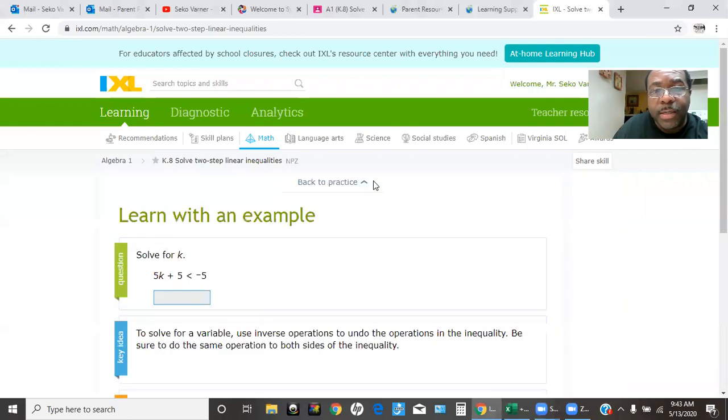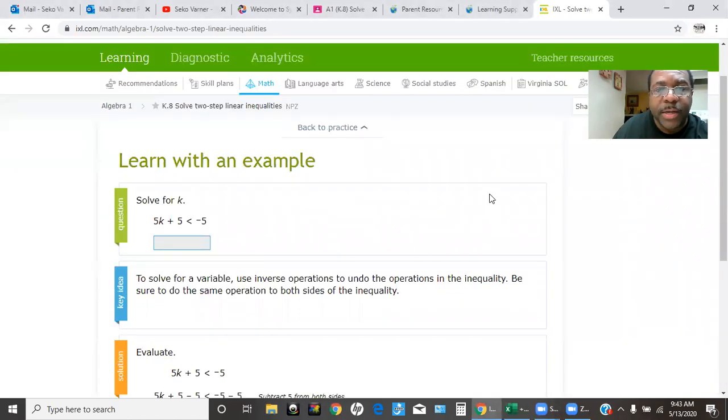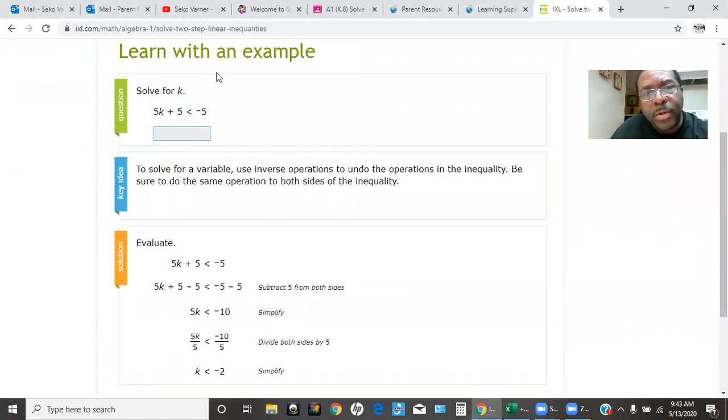All right, IXL time. Let's go with K.8. We're going to work with K.8 this time, okay? All right, so I always say learn with an example. We want to start off by doing that. So the problems are going to look like this. So 5K plus 5 is less than -5.